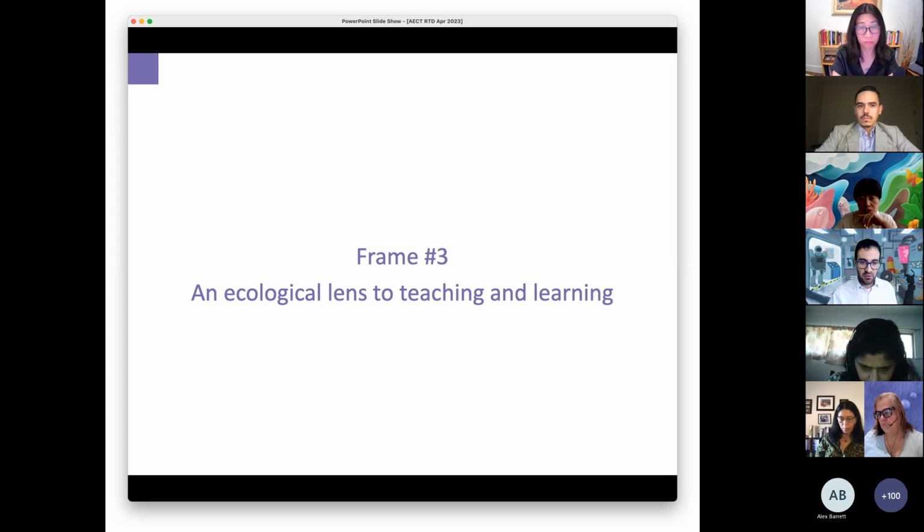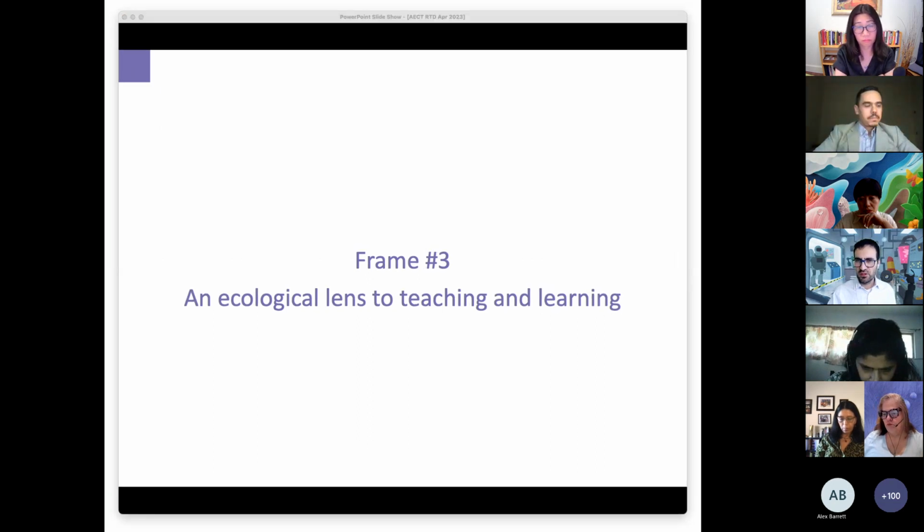The third frame that I would like to suggest, and I'm moving quickly here just to give some space for conversation, is to adopt an ecological lens to teaching and learning. And my colleagues alluded to this. Our field most often deals with the micro level. How do we improve a learning environment? What's the impact of a particular pedagogy on learning? How do we improve motivation? How do we reduce attrition, and so on and so forth?